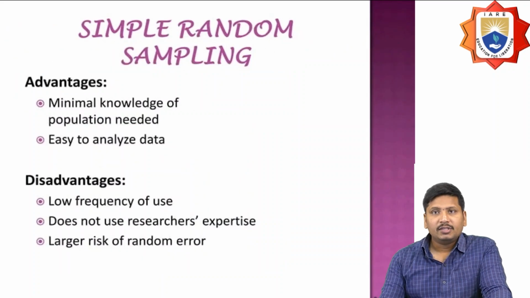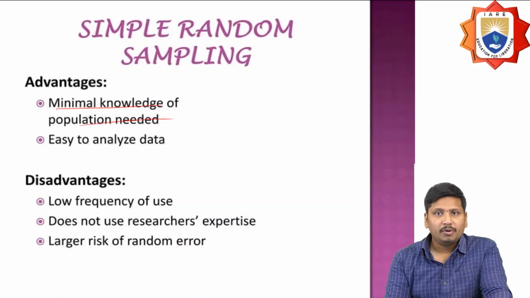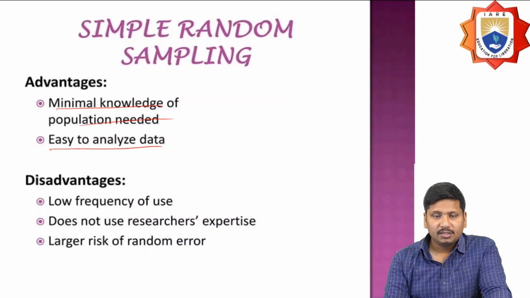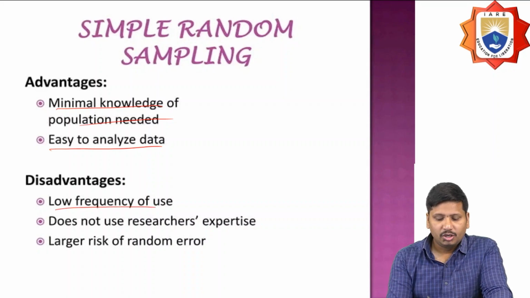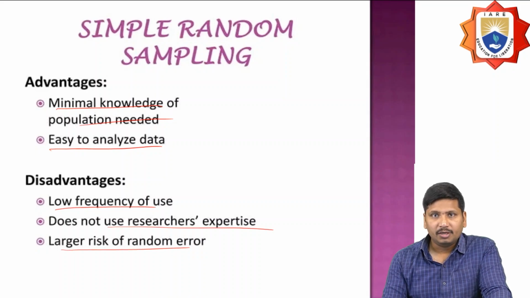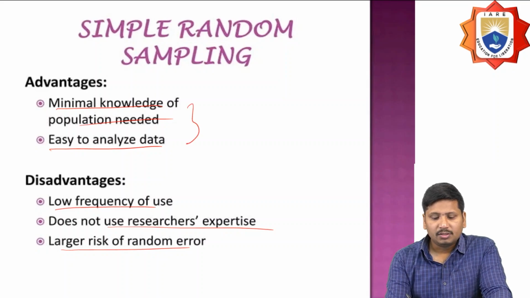Simple random sampling has some advantages. Minimum knowledge of the population is needed, and it is easy to analyze the data. The disadvantages are that it has low frequency of use, does not use researcher expertise, and has a large risk of random error. So simple random sampling requires minimum knowledge, that much expertise is not needed to implement it, and it is easy to analyze the data.